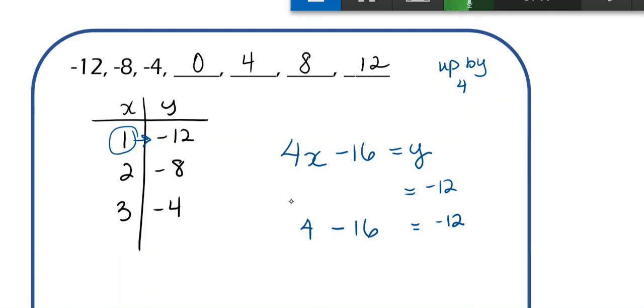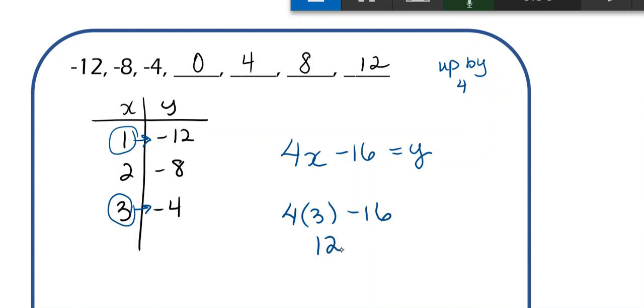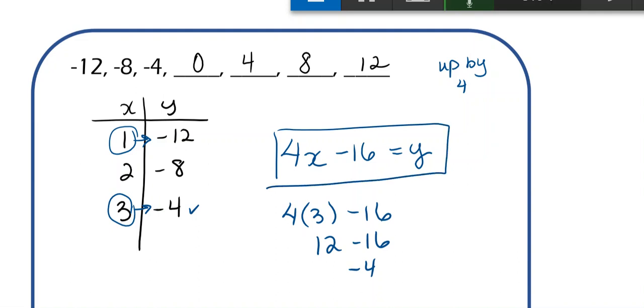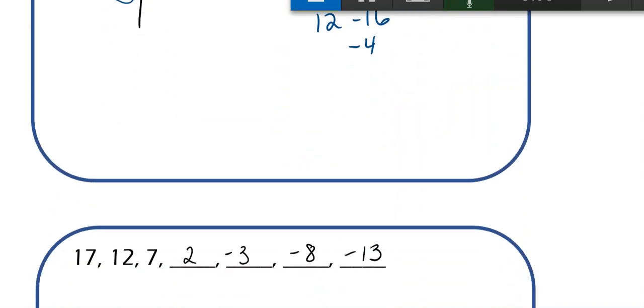And then once again, I always do a check just to be sure. So I'm going to jump down to my third number in my pattern, and 4 times 3 take away 16. 12 take away 16 is -4, and that's what I was expecting. So I feel really good about this rule and its ability to describe every number in my pattern.